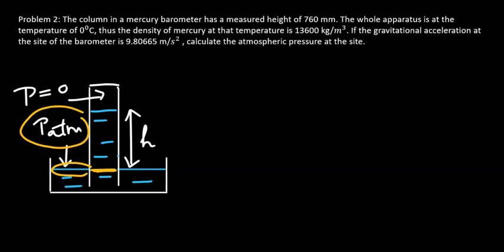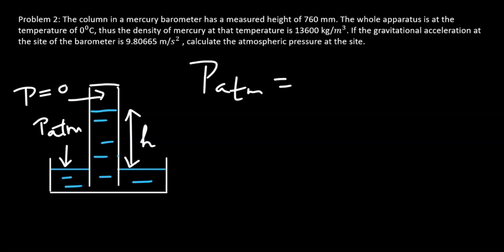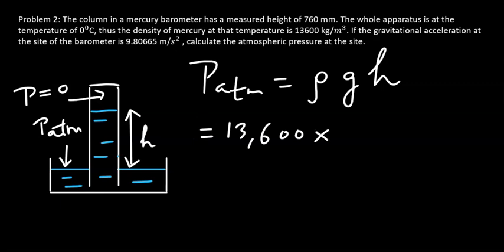So all we have to do is to figure out the pressure due to the mercury column with length h. So we write the atmospheric pressure equals the pressure due to that mercury column. So the density of the mercury times the gravitational acceleration at that site times the length of the mercury column. The density of the mercury is 13,600. The gravitational acceleration is 9.80665, and h is 76 centimeters, or 760 millimeters.